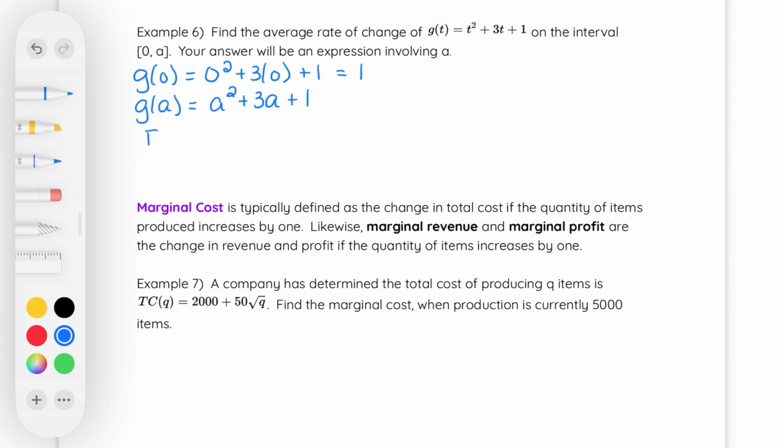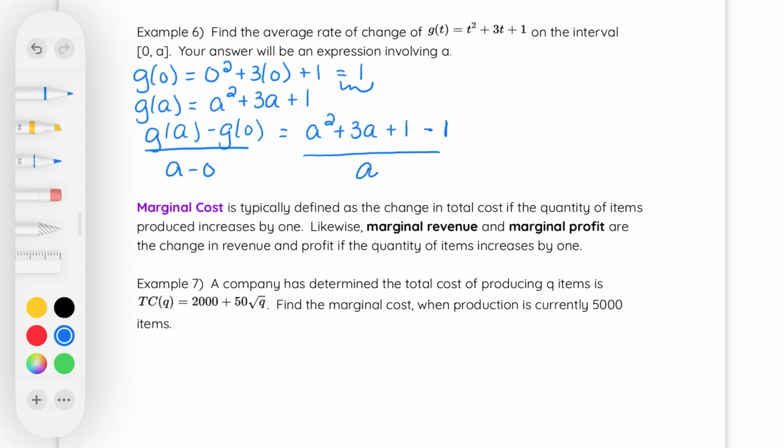So what does this look like? I'll have g of A minus g of 0 all over A minus 0. Well, g of A is a squared plus 3a plus 1 minus g of 0, which is just 1, over a minus 0, which is just a, because I'm subtracting nothing from it. I also have plus 1 and minus 1.